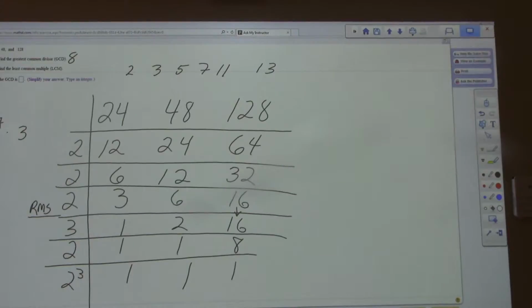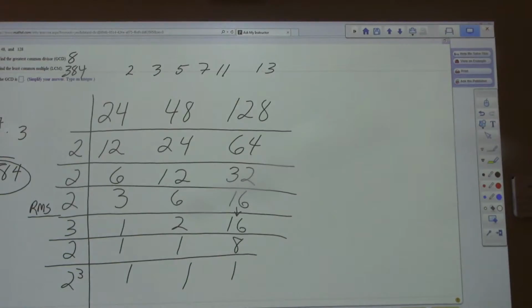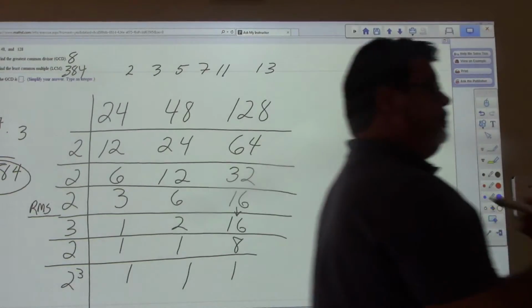And 128 times 3. I forgot what I was multiplying. Did I say 128 times 3? Okay. 4, 8, and 3, 384. I don't know if that's right or not. Y'all check me. 384. That should be it. So make sure you can do a couple of those for the test.